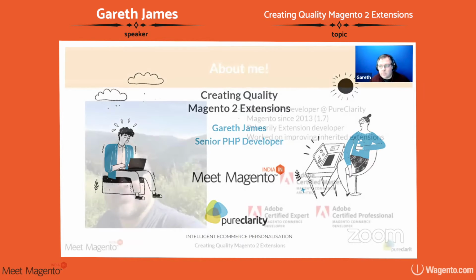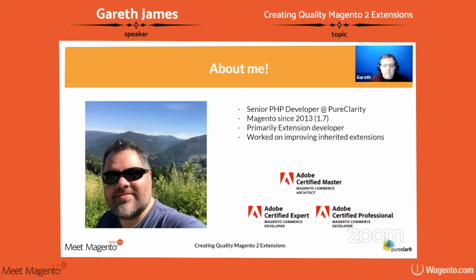So first, a little bit more info about me. I am a senior PHP developer at Pure Clarity. We do intelligent e-commerce personalization, and I'm responsible for all of our PHP-based platform integrations. I've been working with Magento since about 2013, so it's quite a while now. Makes me feel old. And I am 3 times Magento 2 certified. Primarily, I've worked in ERP and platform integration extensions, and a few times over the course of my career, I've inherited poor quality code or a poor quality system, and I had to improve and extend it over time.